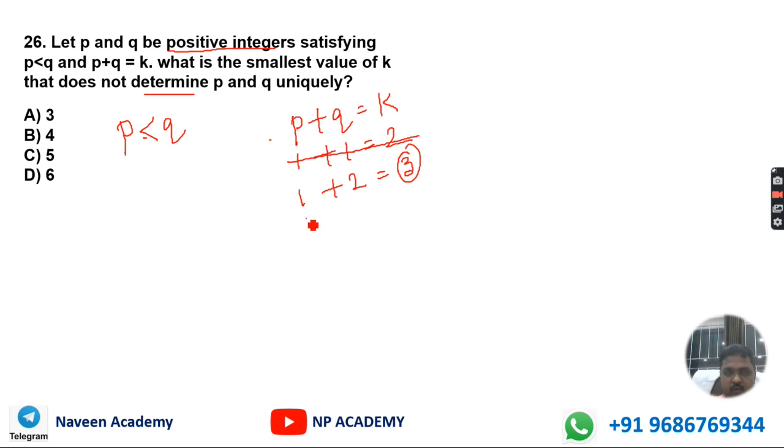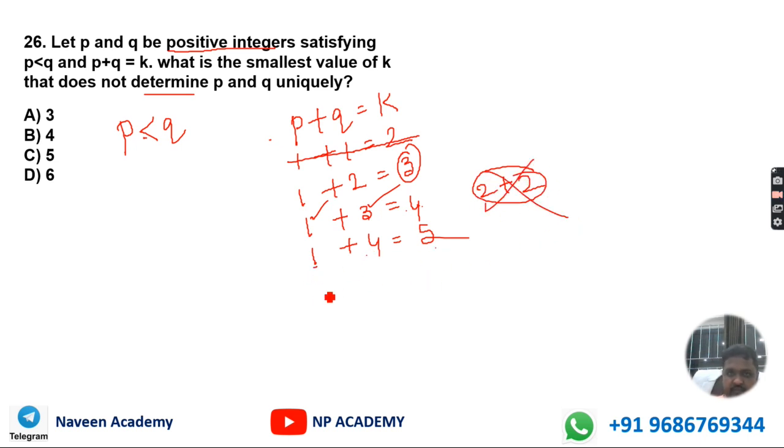Then if I use 1 plus 3, I get 4. Still, if I use 4, I can find out the value of 1 and the value of 3. Everybody clear? Yes or no? Okay. Then if I use 1 plus 4, how much now? 5. See, for 4 also we can use 2 plus 2. But it must be different. Here 1 plus 4 is equal to 5.